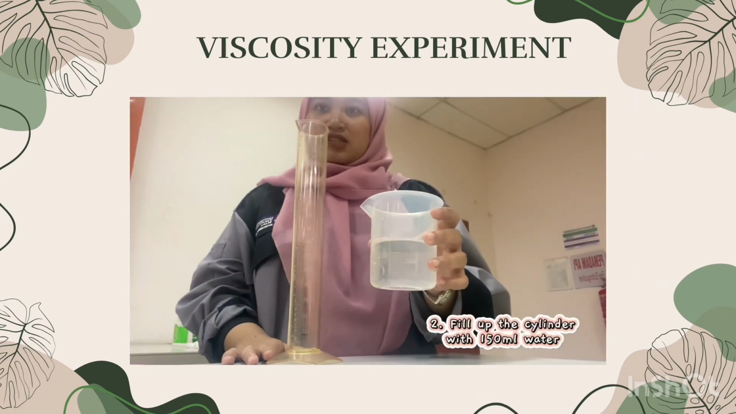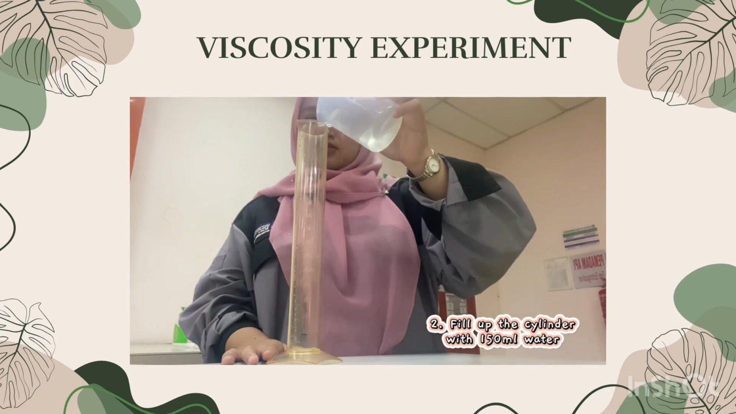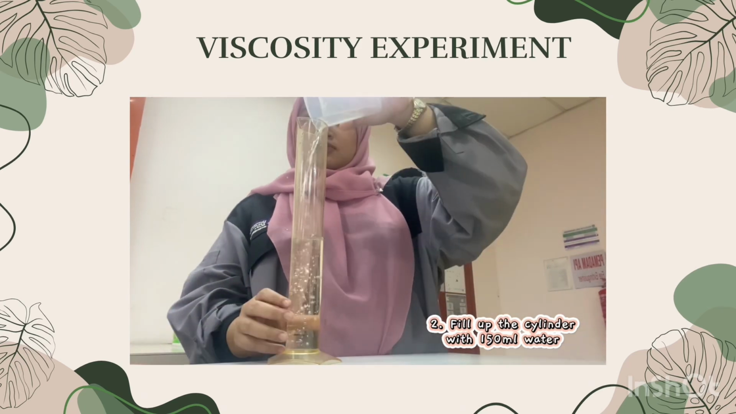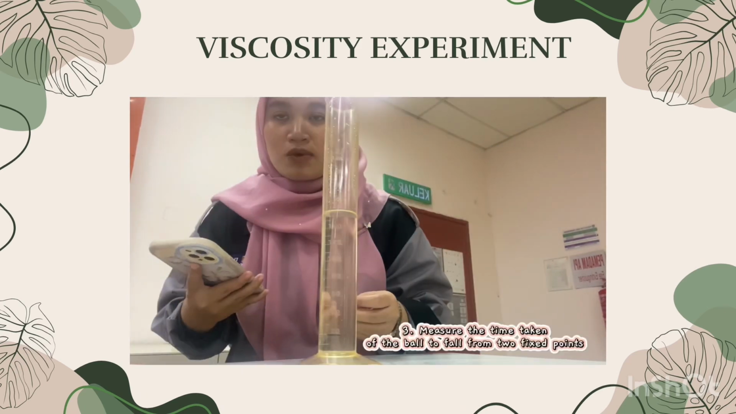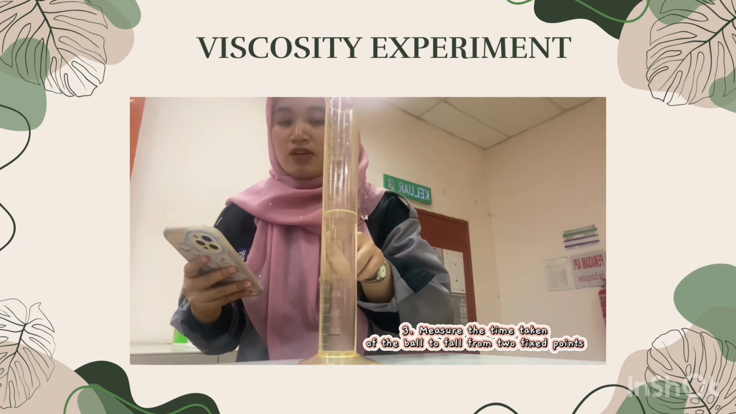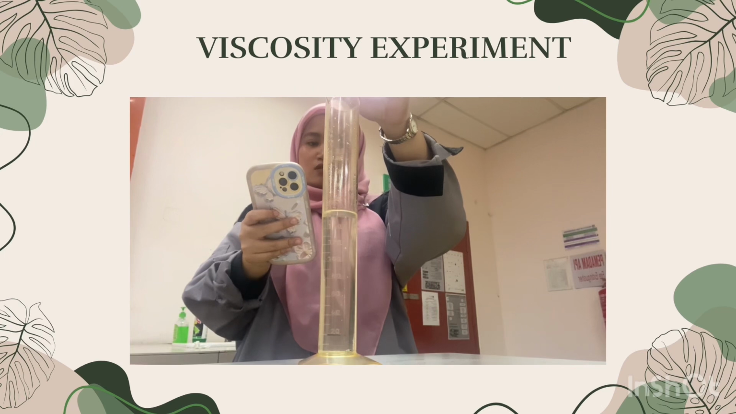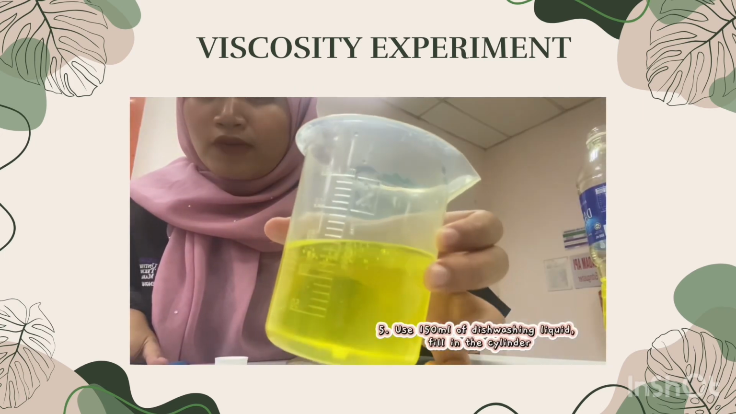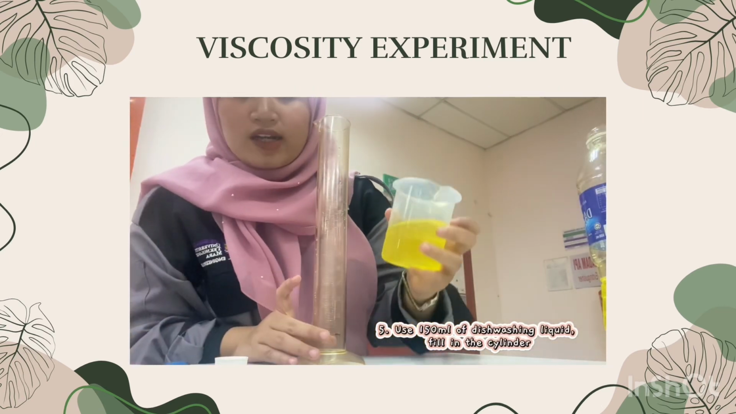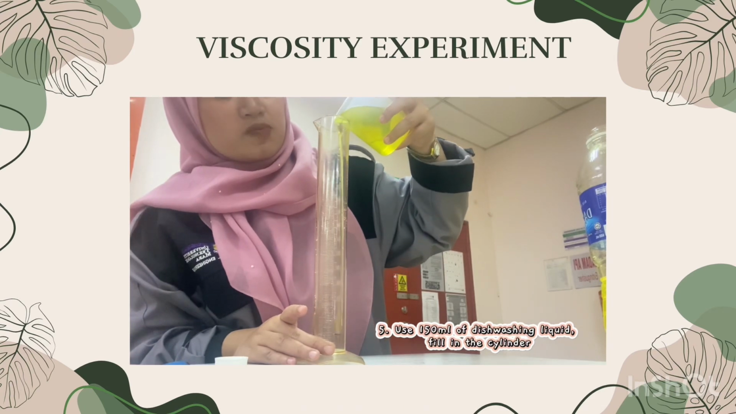Next, we fill up our cylinder with 150 ml of water. Next, we measure the time taken for the ball falling from the first point to the second point. Next step, for the dishwashing liquid, we also use 150 ml and fill up the transparent cylinder.